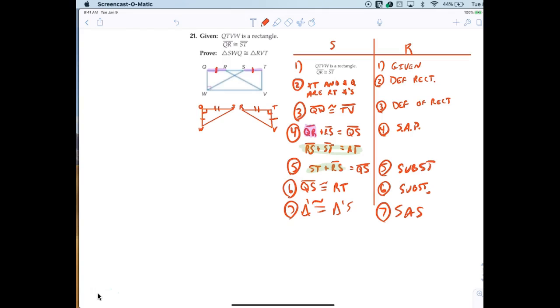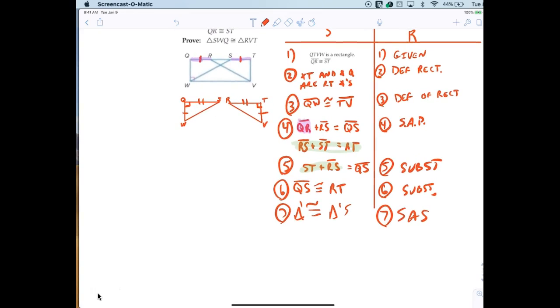Does that help? Yeah, for number 4, why couldn't you do RS equals RS and then QR plus RS equals RS plus ST? Because then you could just get rid of QR plus RS. Say that again? I'm sorry. QR plus RS equals RS plus ST. But how did you do that? Addition property. That's what they had in solutions. Oh. Yeah, that's okay. I understand that now. I just don't think that way, right?